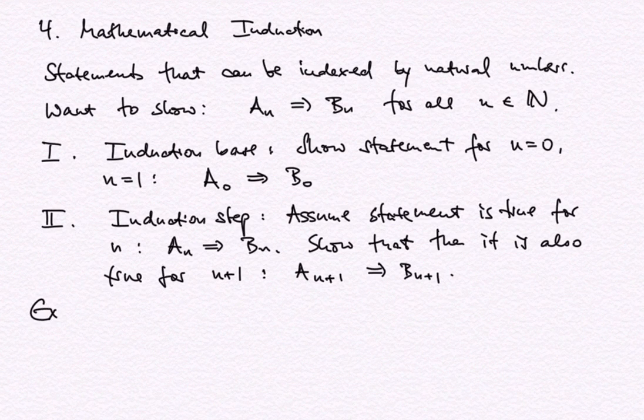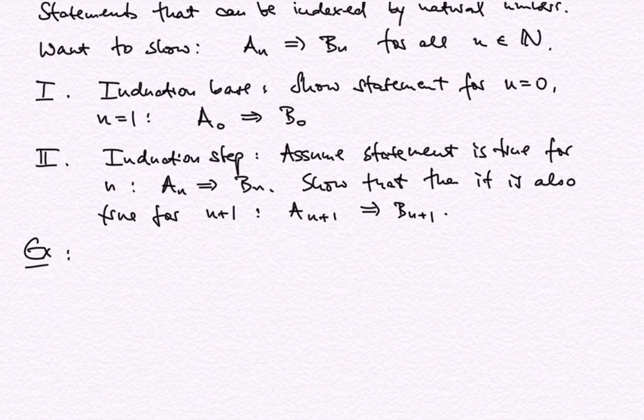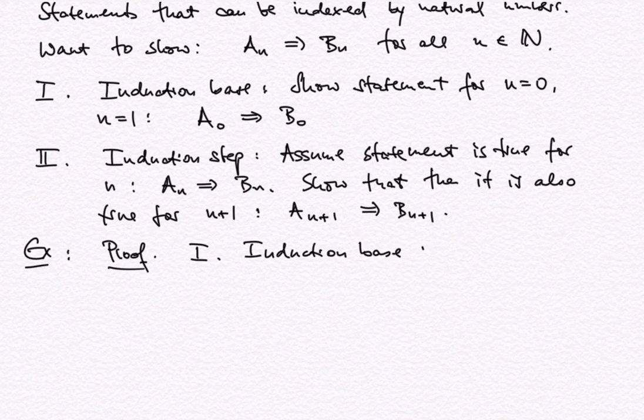So let's use this here in our example of the geometric series. So we prove the geometric series now by induction. And we begin with the induction basis. The base case is n equal to 0. So A0 now is the statement that Sn, which now is S0, is the sum of q to the 0 plus q to the 1 plus and so on, plus q to the n, and now we're in the case n equal to 0, so we're just looking at the term q to the 0. That's of course equal to 1.